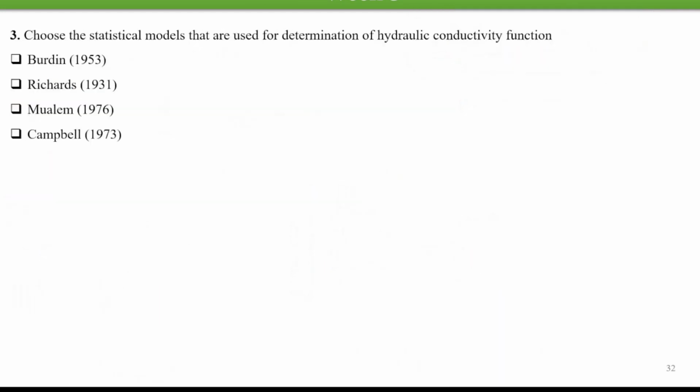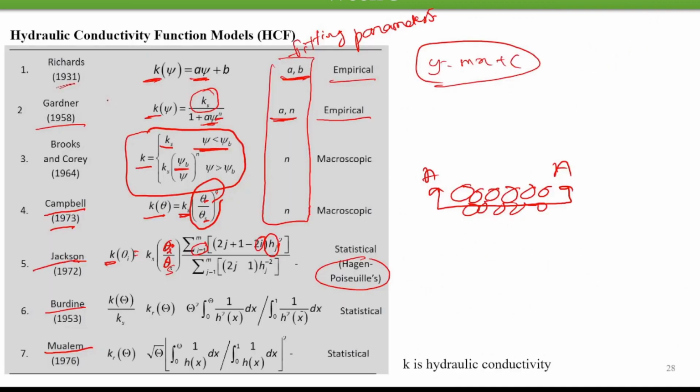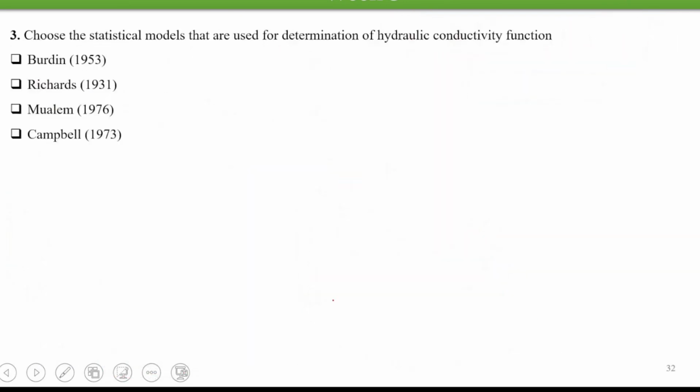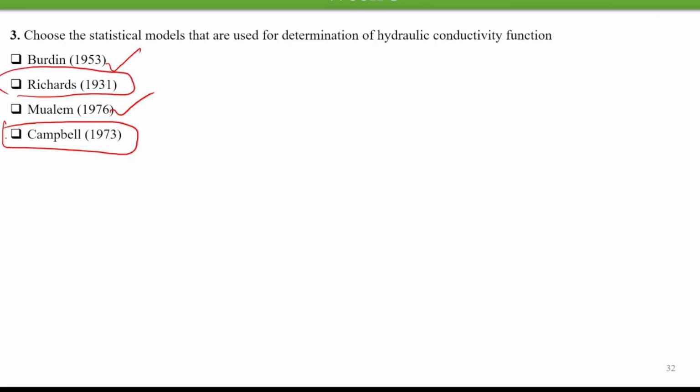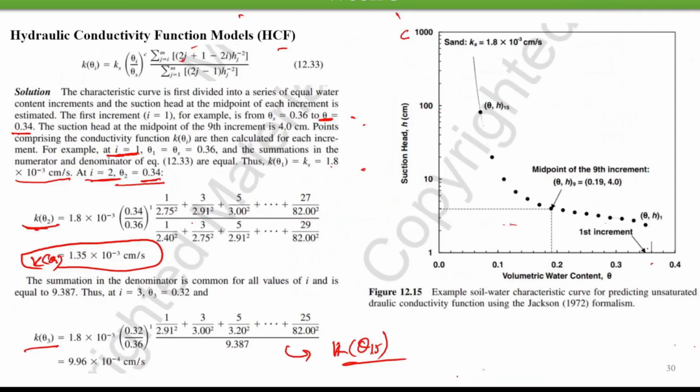Fine. There is a question: which statistical method can be used to determine the hydraulic conductivity function? The statistical models here are the Jackson model, Burdine model, and Mualem model. Let's go back and see the question. From here we can say the Burdine and Mualem models are the statistical models, and the Richards and Campbell models are the empirical models. So we have solved this question using the statistical model.